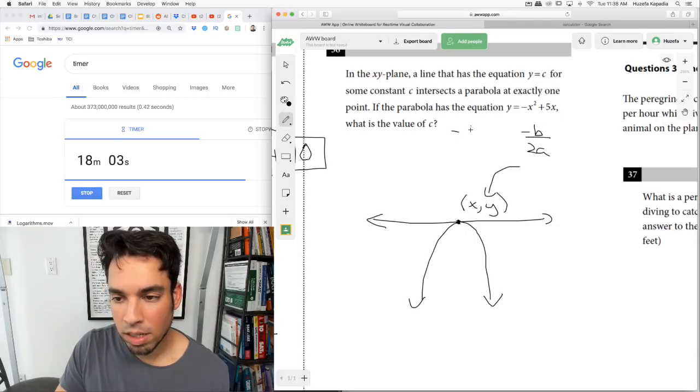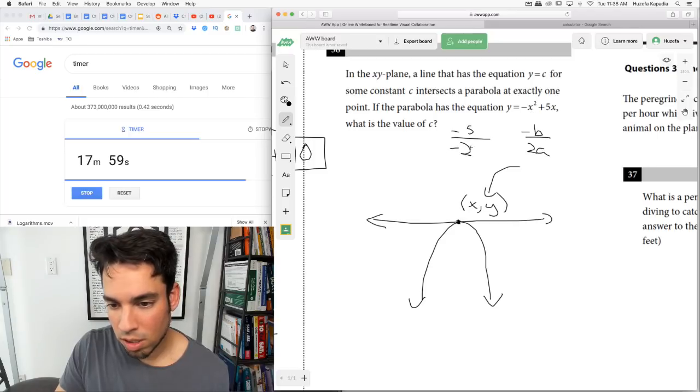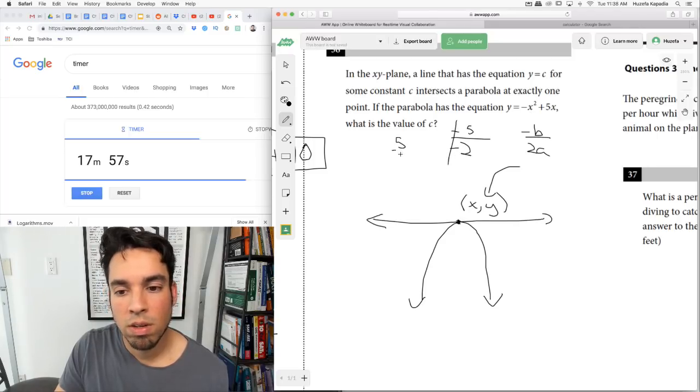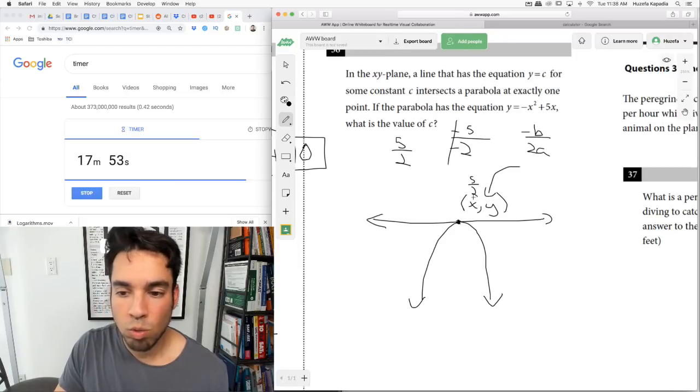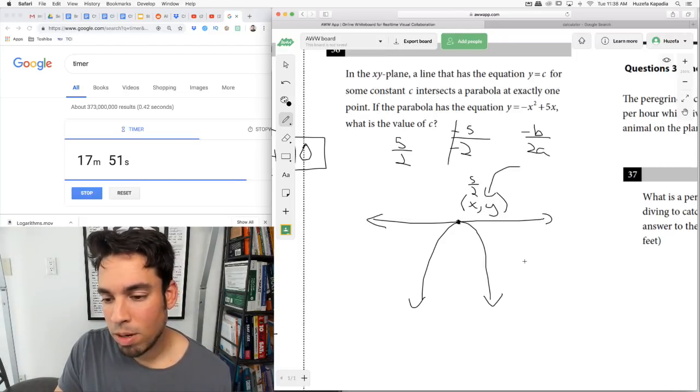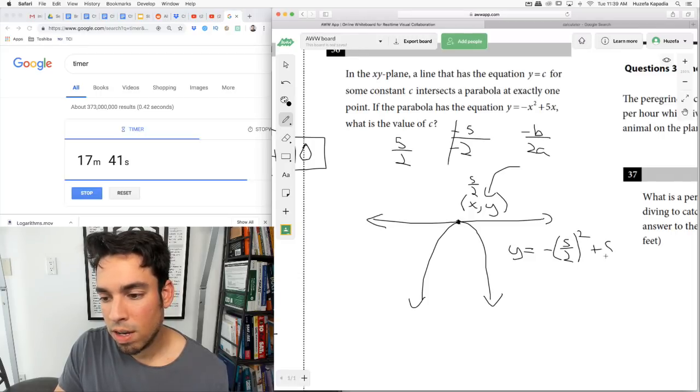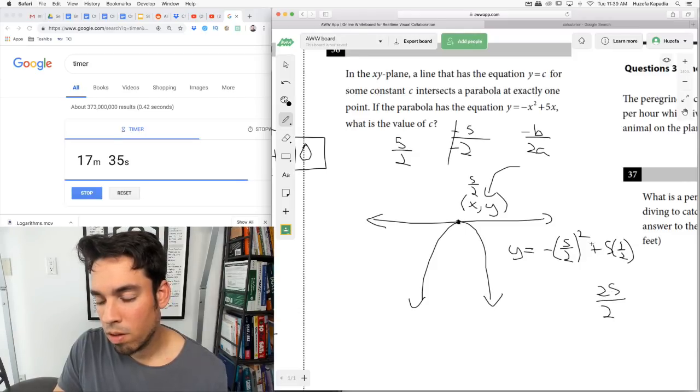So negative b is negative 5. 2 times a is 2 times negative 1 in this case, which is negative 2. So those cancel out, so it's positive 5 over 2. So the x is 5 over 2. And what's my corresponding y? I have to plug it into my equation. So y equals negative 5 over 2 squared plus 5 times 5 over 2. This is 25 over 2.